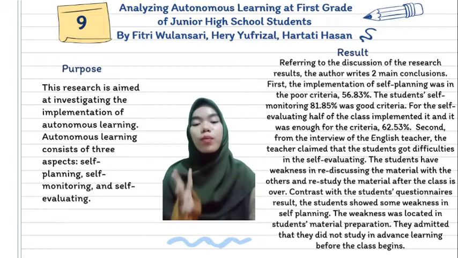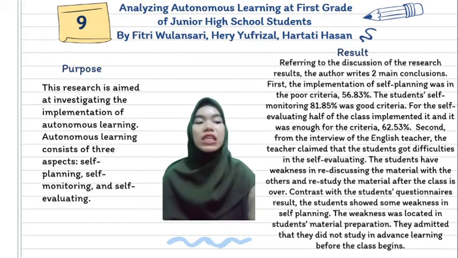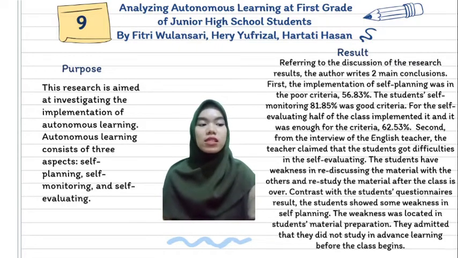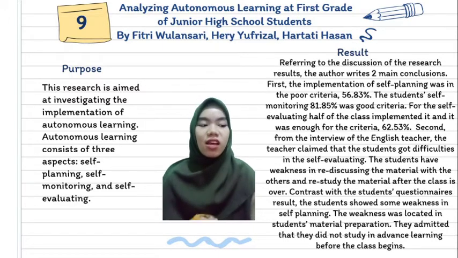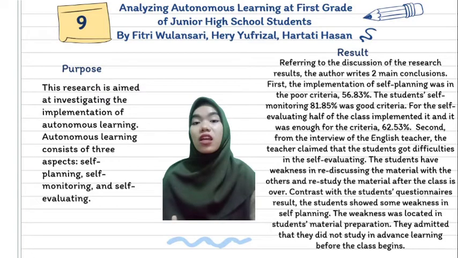And second, from the interview of the English teacher, the teacher claimed that the students got difficulties in the self-evaluating. The students have weakness in rediscussing the material with the others and restudy the material after the class is over. Contrast with the students' questionnaires result, the students show some weakness in self-planning. The weakness was located in students' material preparation, and they admit that they didn't study in advanced learning before the class begins.